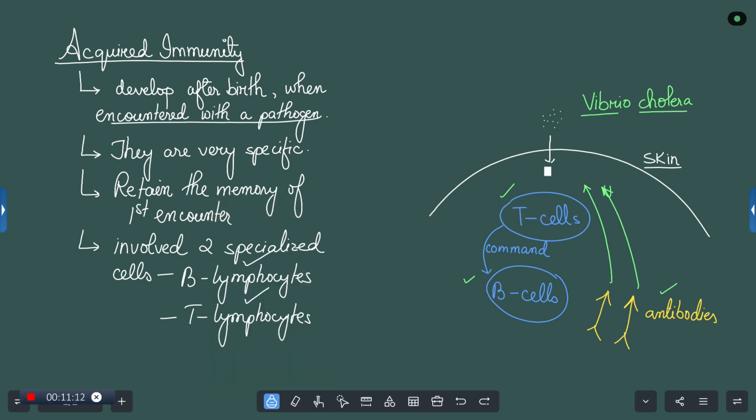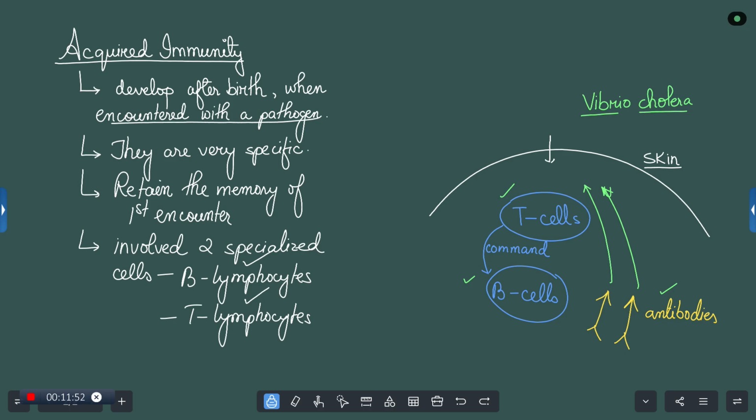Even though the bacteria gets eliminated, what is still available in the body against cholera? B cells, T cells, and also a certain amount of antibodies against cholera. So when the pathogen enters the second time, the missile antibodies, B cells and T cells will quickly eliminate the pathogens before symptoms start showing.